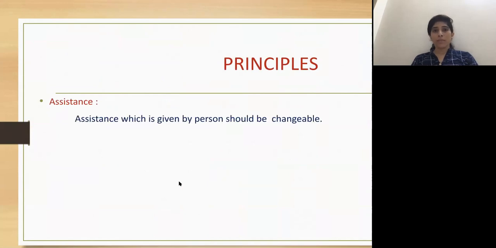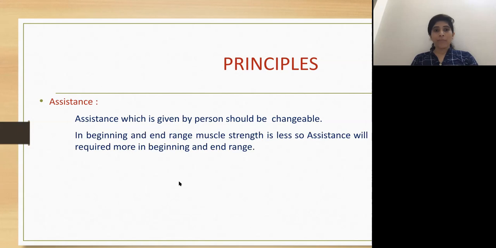So, what are the principles of assisted exercises? First is the assistance. The assistance which is given by the person should be changeable. In the beginning and the end of the range, the muscle strength is less, so the assistance provided to the patient will be more. But in the middle range, the patient requires less assistance.